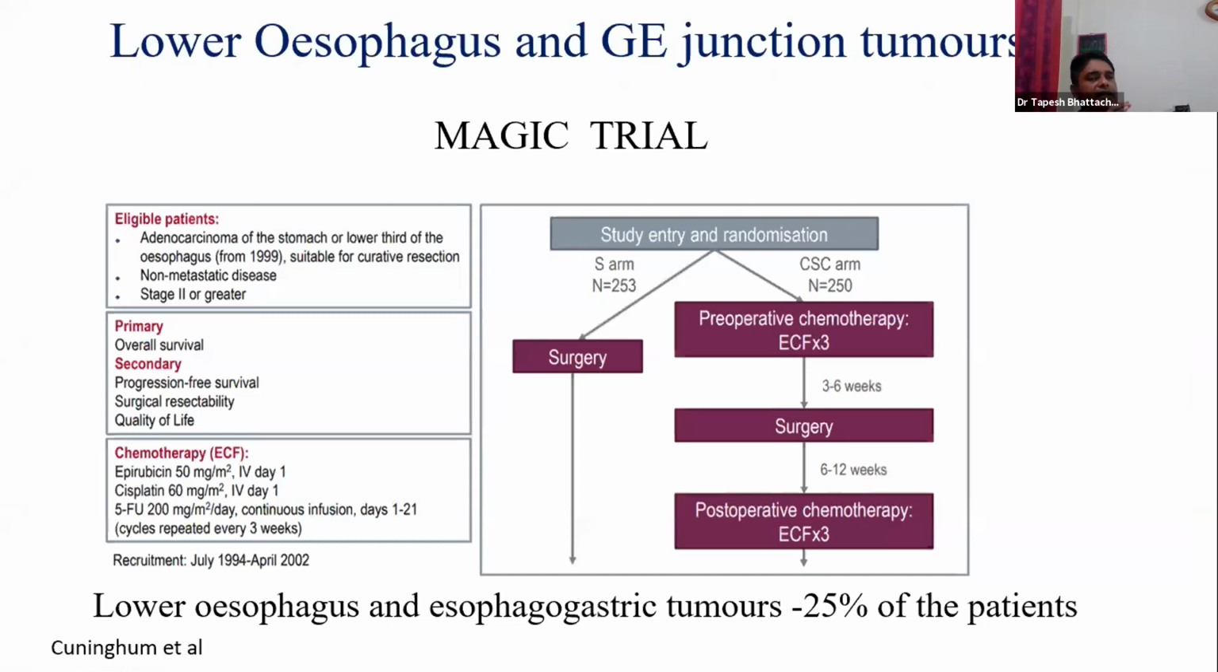Now I told you that there is a separate entity called G-junction, lower esophagus and G-junction tumors. So till now we have got the idea about esophageal cancer. Now what about the G-junction tumors? And what is the role of non-surgical parts? So this was the landmark trial, the MAGIC trial. What they have done is ECF followed by surgery, followed by again ECF. Lower esophagus and esophagogastric tumors were 25% of the patients, the rest were gastric carcinomas.